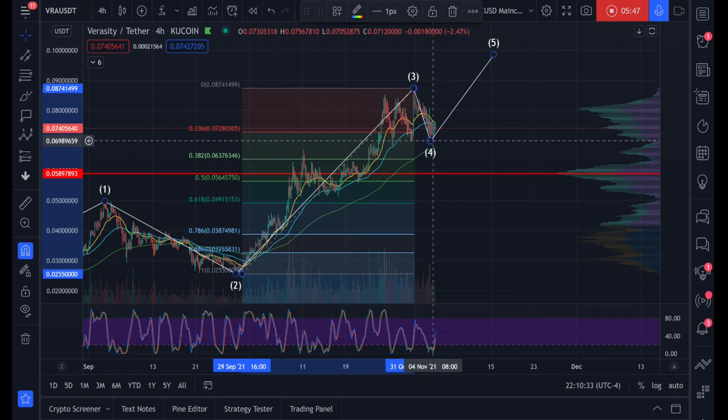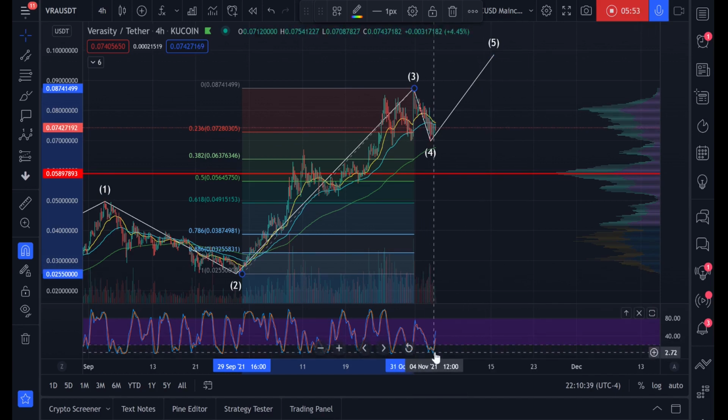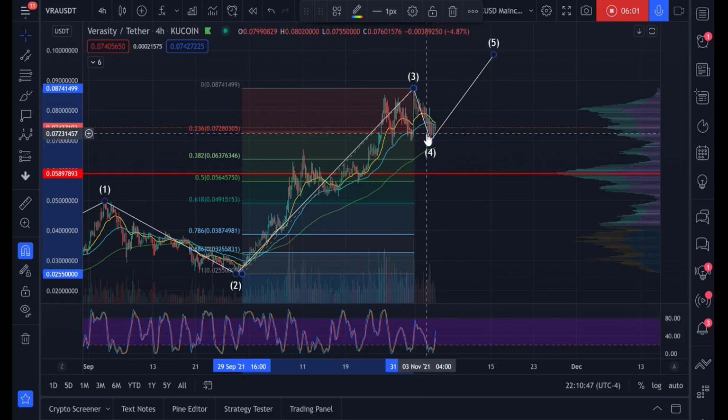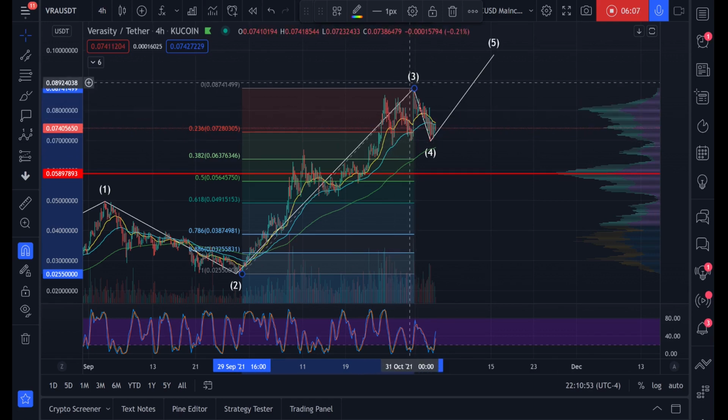I believe that wave 4 is done based on a few things, okay? Here we have a double bottom on the stochastic RSI on the 4-hourly, right? And then we have some bullish divergence. So this is why I think that wave 4 is done, and I'm comfortable saying that that was the bottom of wave 4 here. That was the bottom of wave 4. This is still wave 3 in my opinion.